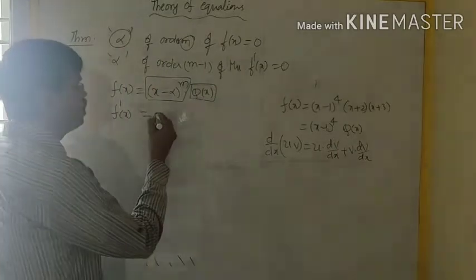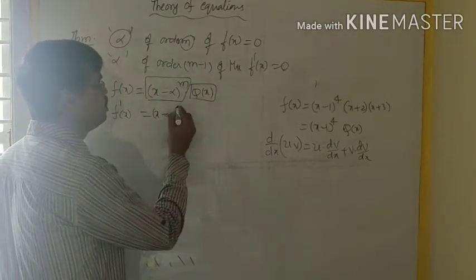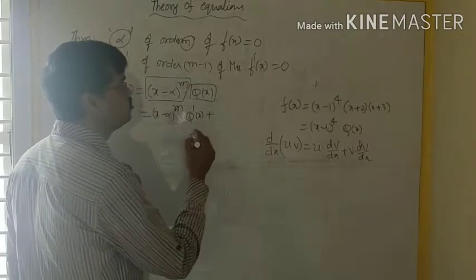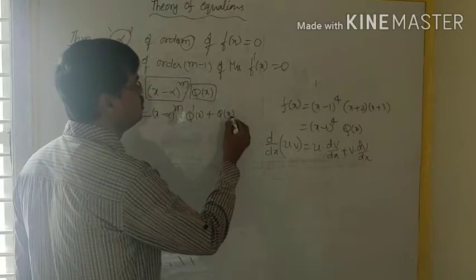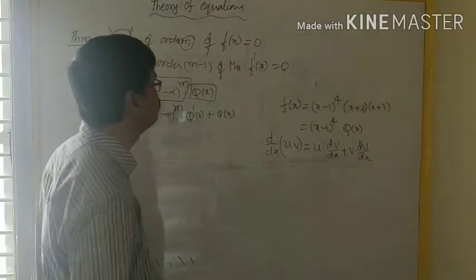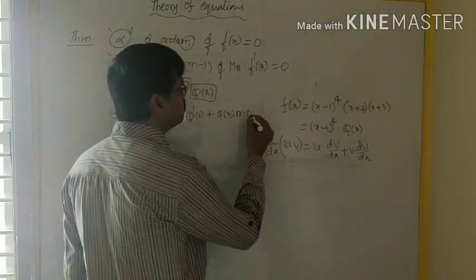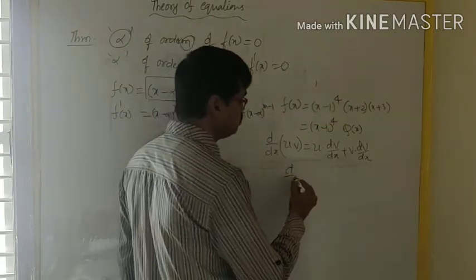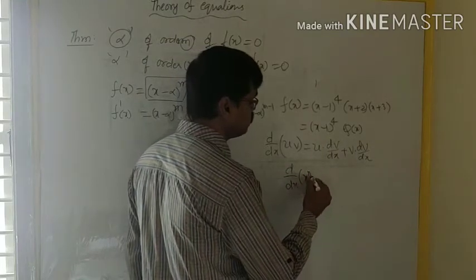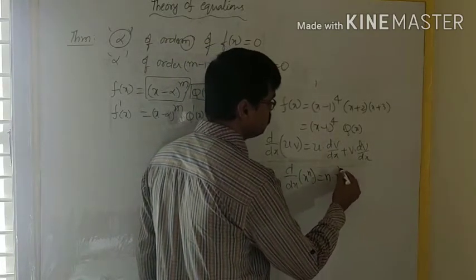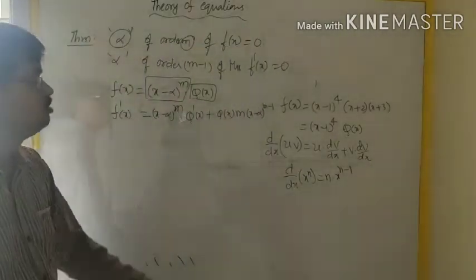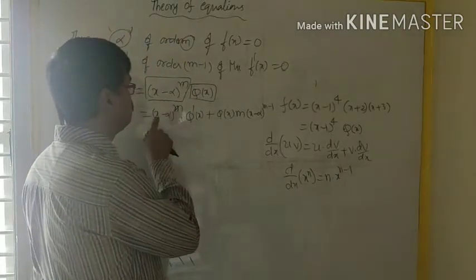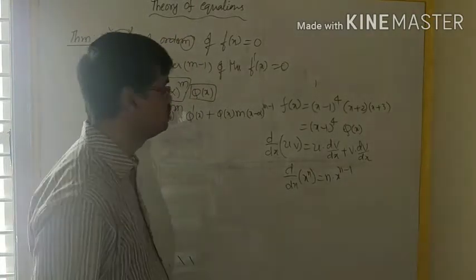So (x minus alpha) to the power of m into the derivative of q of x is q dash of x, plus q of x into the derivative of (x minus alpha) to the power of m, which is m into (x minus alpha) to the power of m minus 1, because the derivative of x to the power of n is n into x to the power of n minus 1. So m into (x minus alpha) to the power of m minus 1.